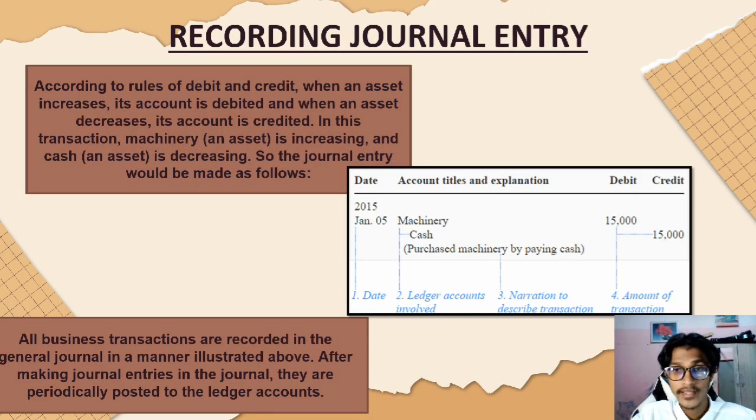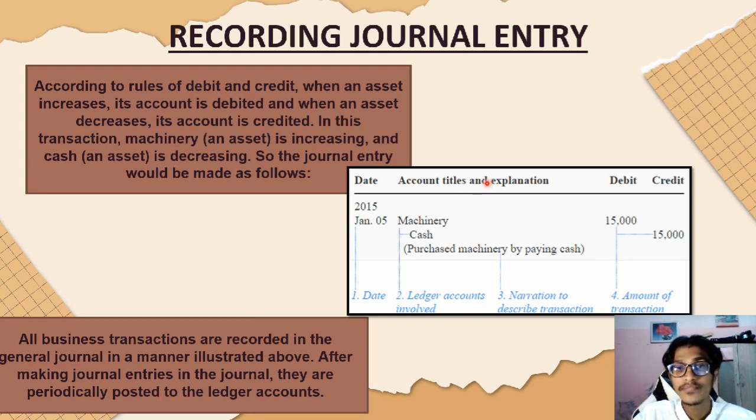In this slide, I will explain how to record our journal entry. First, according to the rules of debit and credit, when an asset increases, its account is debited, and when an asset decreases, its account is credited. In this transaction, machinery, an asset, is increasing and cash, an asset, is decreasing. So the journal entry will be made as follows.